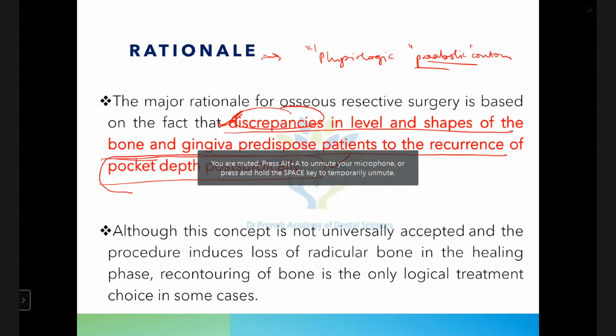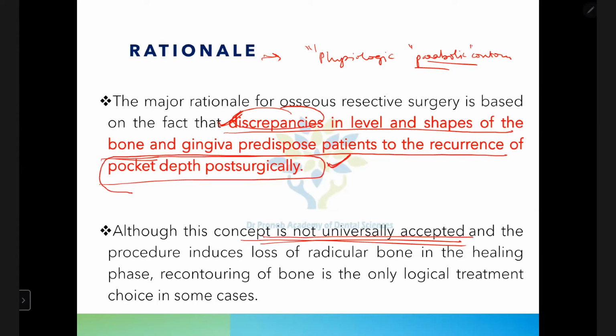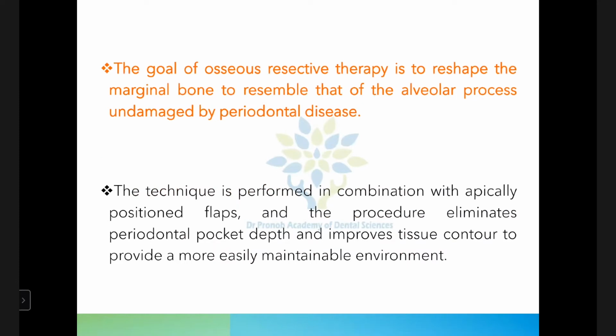However, this concept is not universally accepted. If we do the osseous surgery, what are we doing? We are removing some amount of bone, right? So there is a loss of radicular bone during the healing phase. But in some cases, there is a need for resective osseous surgery. Even though there is loss of bone, in order to create the physiologic contour of the alveolar bone, we need to go with the resective osseous surgery in some cases.